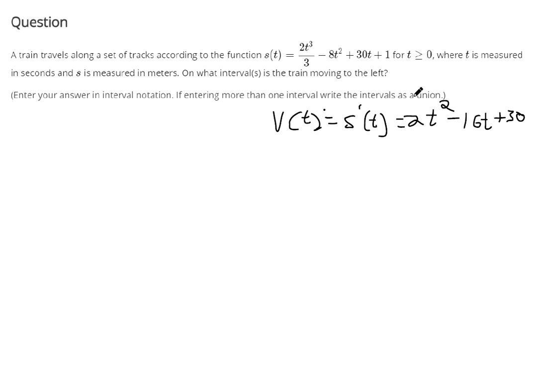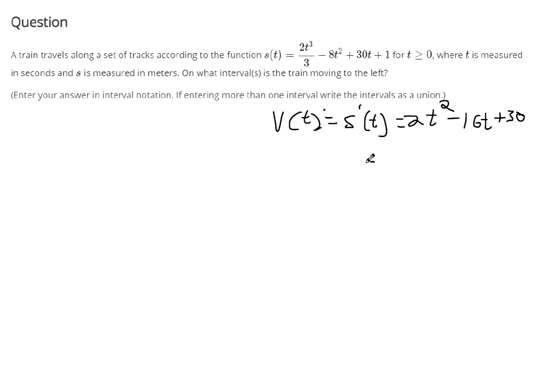So to find out where it's moving to the left, we want to find out when this quadratic crosses the x-axis, right? It's going to make a U shape because this is positive. This will be a rough sketch of what the quadratic looks like. So we want to find out where it crosses the x-axis, and then we can easily identify the intervals for which it's negative.